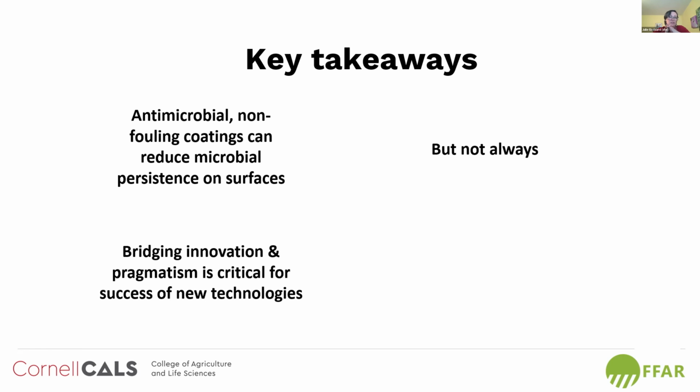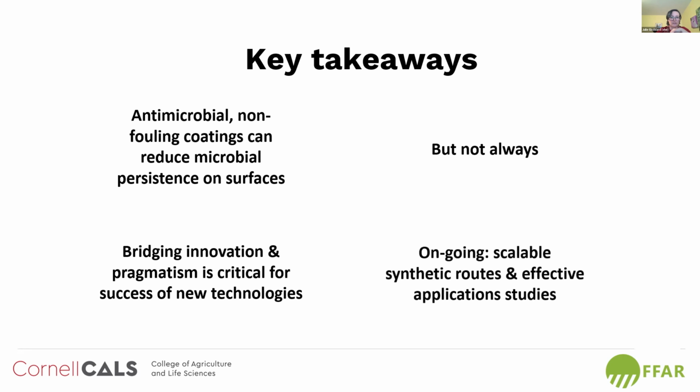But I think for this type of work and a lot of other interventions, keeping an eye on both innovation, so as not to lose out on a possible really cool shoot-for-the-moon idea, but also considering end-use application and pragmatism when possible, is critical for the success of new technologies. Ongoing, we're looking at scalability, at how we can make chemistries that are more scalable and something that could be much more adoptable by end users. And as always, we're interested in effective application studies as much as we are interested in cool new polymer chemistry techniques.